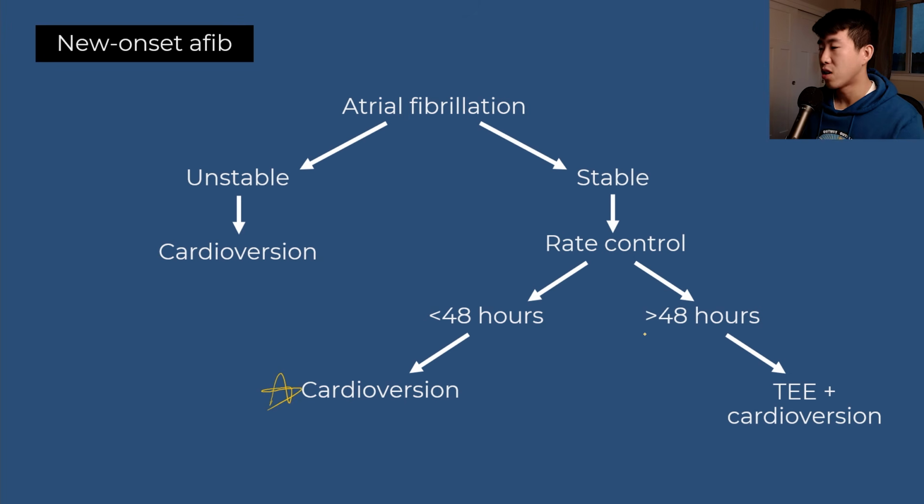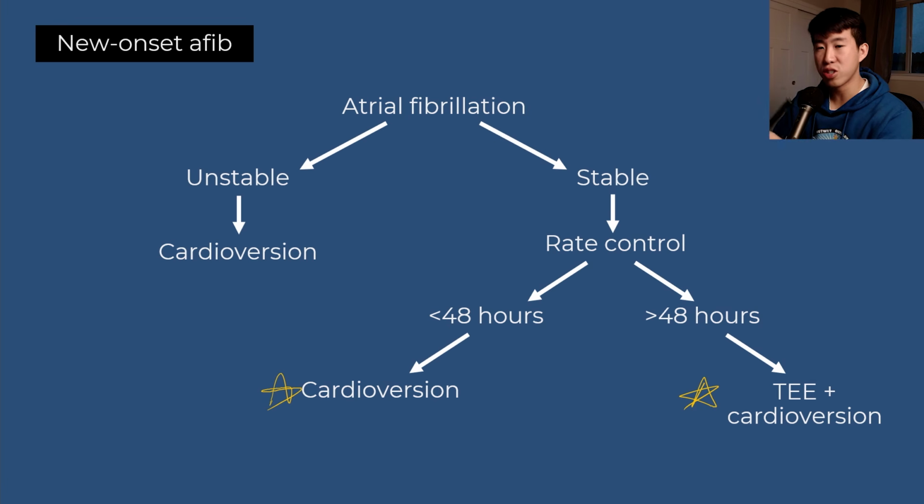Whereas if it's greater than 48 hours, you're going to have to do a transesophageal echocardiogram, and then you can do cardioversion. The reason for this is that in the time frame of 48 hours, it's very unlikely a clot would have formed. So you can just cardiovert them right away with a very low risk of stroke or embolism. But if it's greater than 48 hours, there's a very high likelihood that a clot has formed. And so you need to do a TEE, where you go down their esophagus, take a look with an echo and make sure there's no clot there. And once you can confirm there's no clot, then you can do a cardioversion.